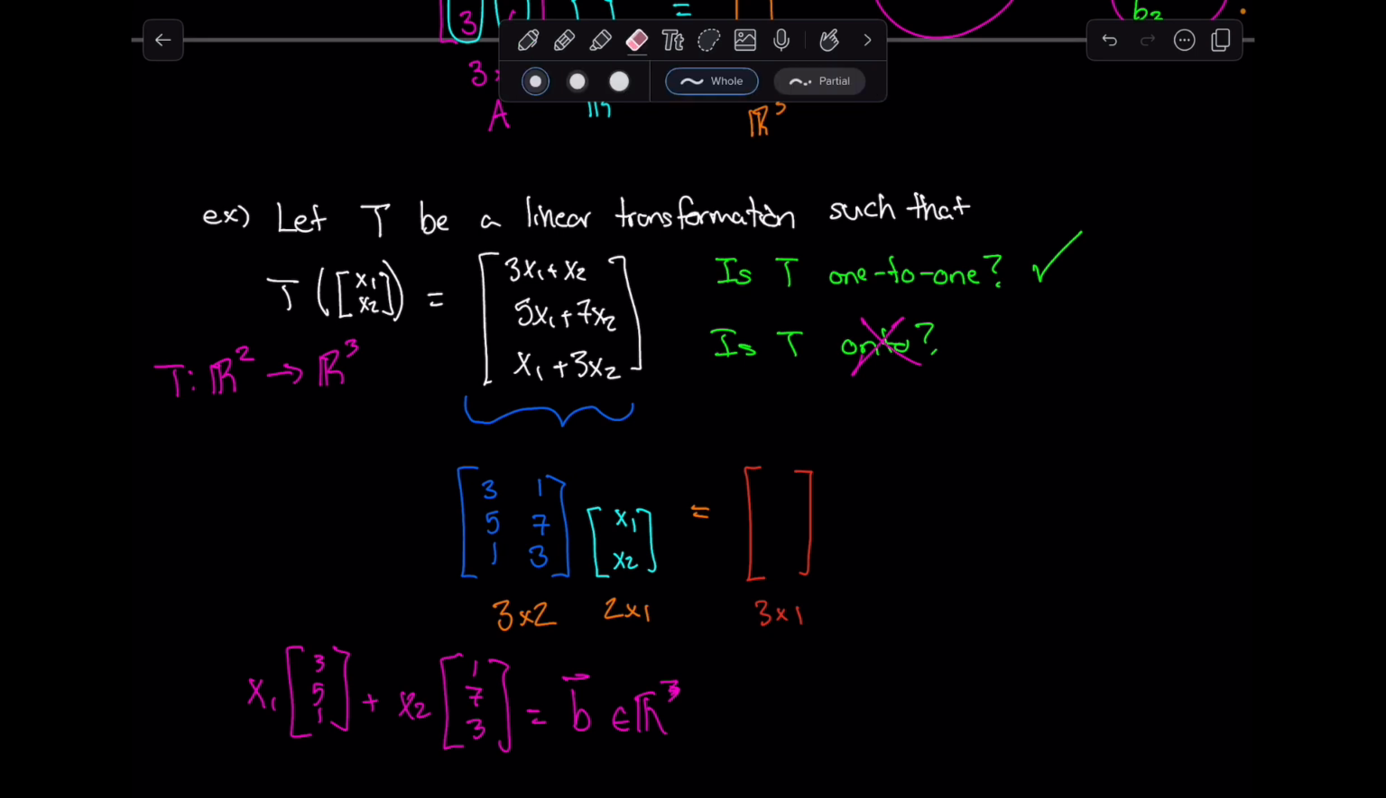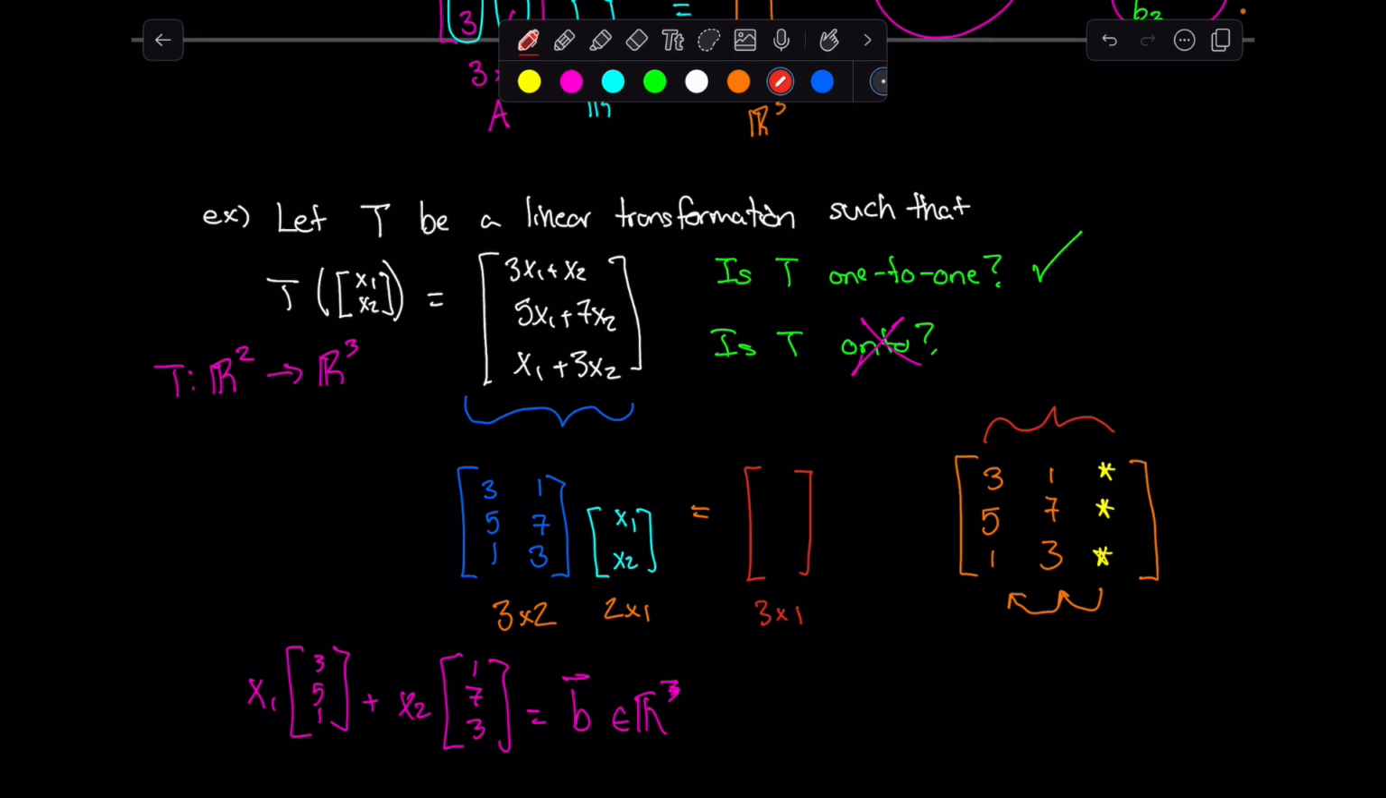We could make this both one-to-one and onto if we wanted to, by keeping 3, 5, 1, 1, 7, 3 and adding a third vector. What is it? No idea. But we could add a third vector, and as long as all 3 of these vectors are linearly independent at the same time, then the span of these three vectors would give us all of R3. And on top of that, we would have three linearly independent vectors, so we would have one-to-one and onto at the same time.